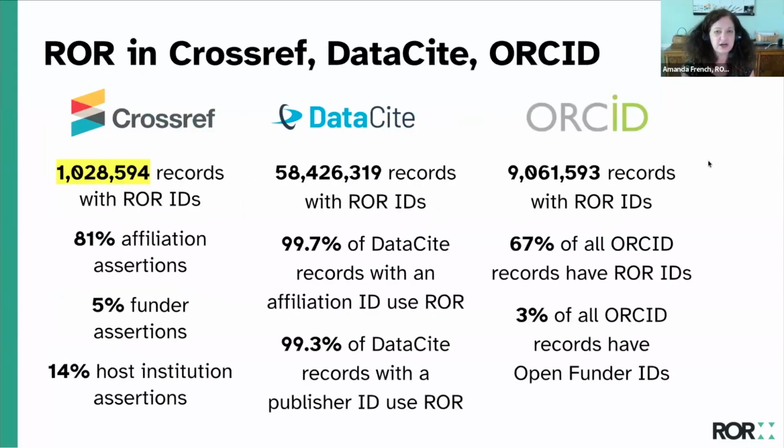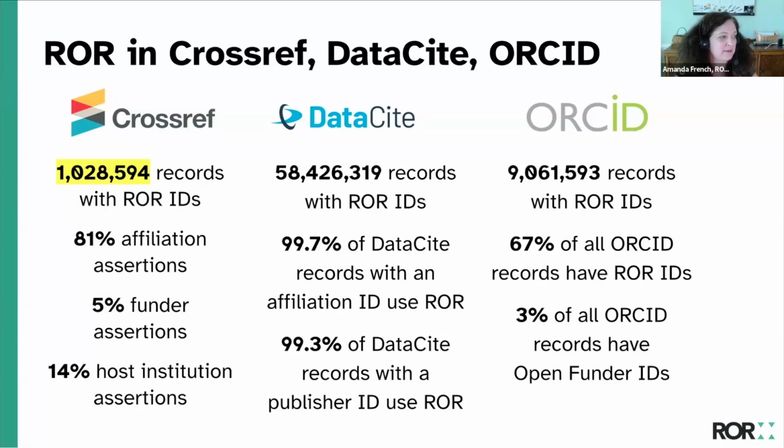So I always like to share a few little data points about ROR adoption, and one of the really key milestones that happened recently is that we hit over 1 million DOIs in Crossref that include at least one ROR ID. So we're really happy about that. And we're hoping that next year at this time, it's more like 2 million.